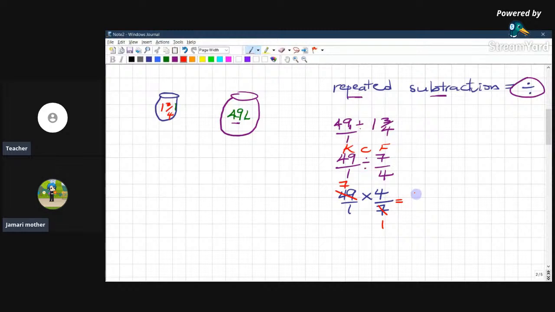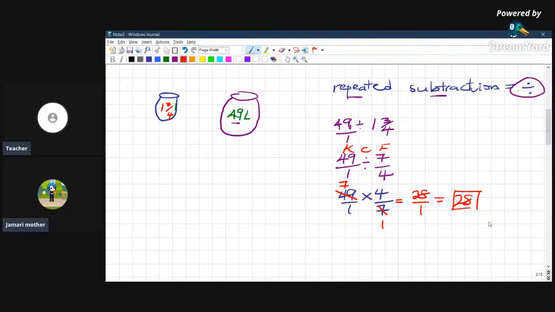7 fours would be 14. 7 fours are 28. Good. So it's 28 over 1. And we know that any number divided by 1 remains the same. So our answer here is 28.